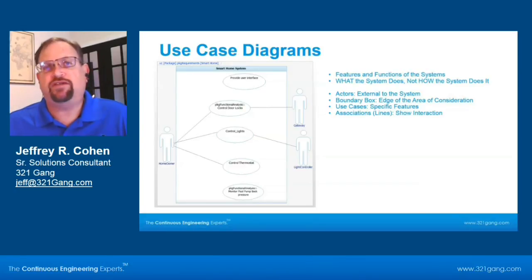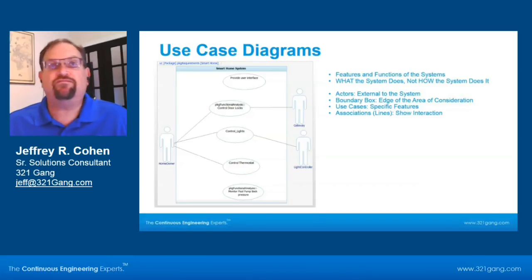As a matter of fact, for years I didn't find a lot of usability in a use case diagram. And then I heard someone say, hey, think of use cases as chapters of a book. And a use case diagram is a table of contents. So in this example, I've got provide user interface or control door locks.